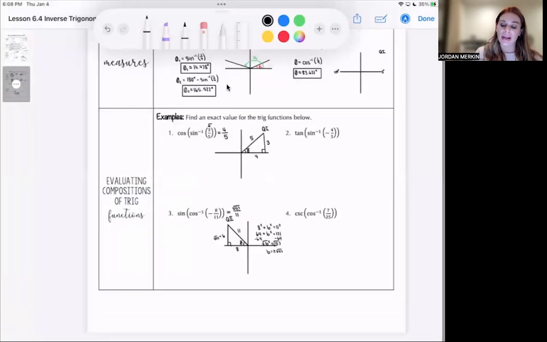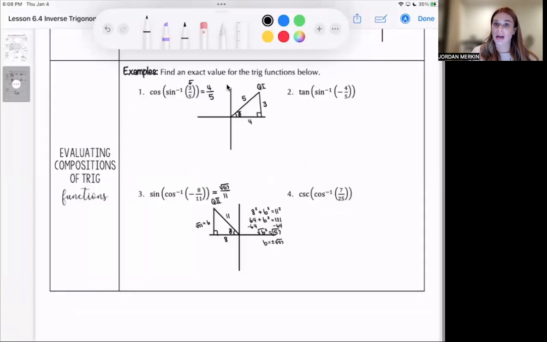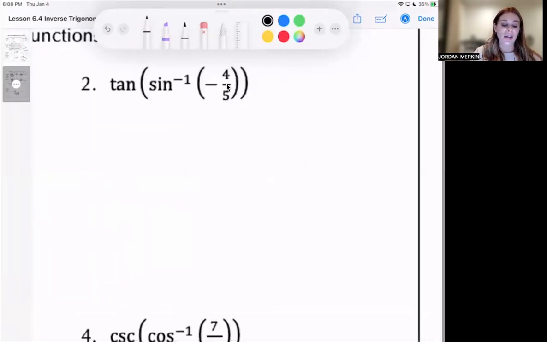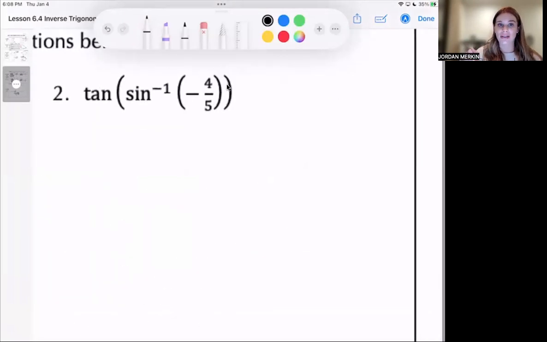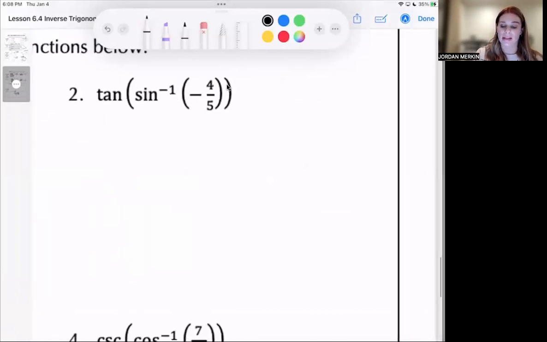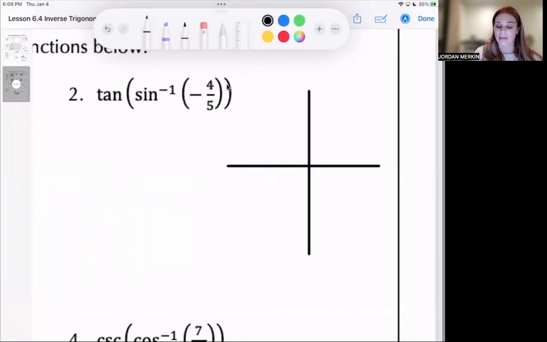Okay, go ahead and take a moment and do numbers 2 and 4 and then unpause and we will go ahead and go over them together. All right, so number 2, we have tangent of inverse sine of -4/5. So once again, we want to draw this out. Because inverse sine lives in quadrants 1 or 2 and it's negative, we're actually in quadrants 1 or 4. We're actually in quadrant 4 this time.